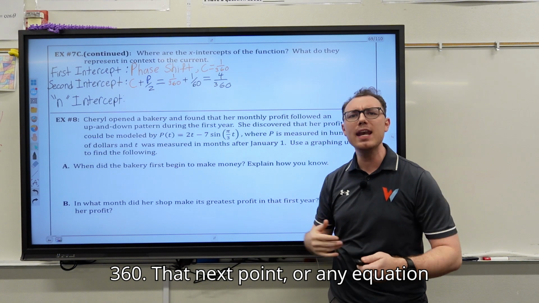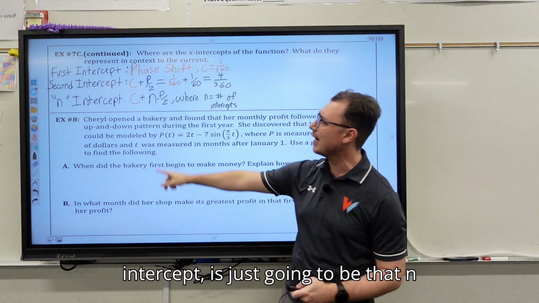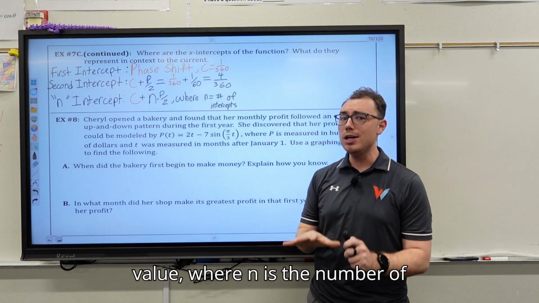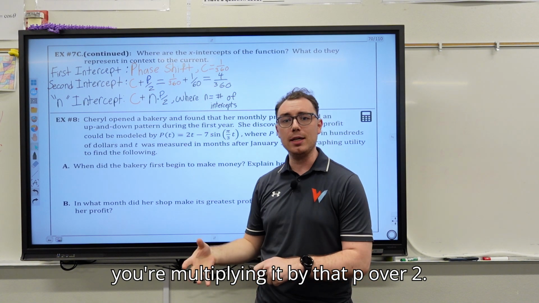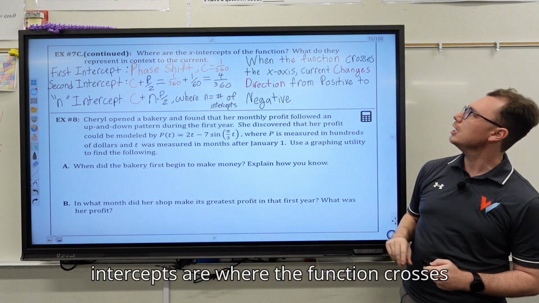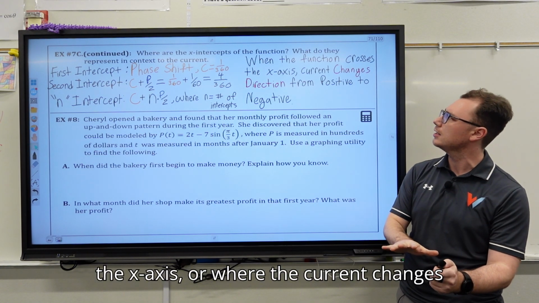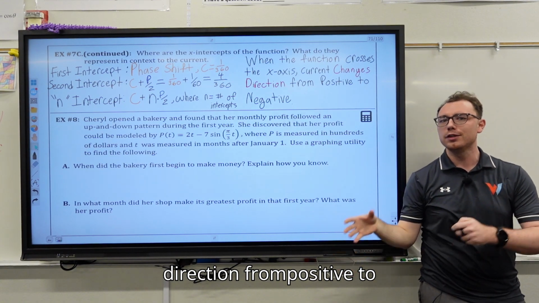4/360. The equation to find all of those intercepts is just going to be that n value, where n is the number of intercepts you want to find, multiplied by p/2. In context to this problem, these intercepts are where the function crosses the x-axis, or where the current changes direction from positive to negative.